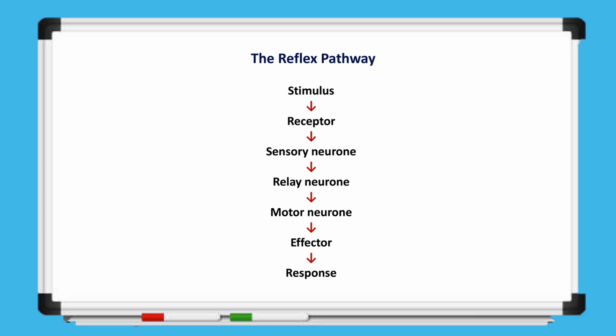Specialized receptors, like sensory cells in the skin, detect the stimulus and convert it into an electrical impulse. This impulse is then transmitted along a sensory neuron to the central nervous system, CNS. Within the CNS, a relay neuron located in the spinal cord acts as a connector, passing the impulse from the sensory neuron to a motor neuron. The motor neuron then carries the impulse from the CNS to an effector, which can be a muscle or gland. Finally, the effector produces the response, such as a muscle contracting to pull a hand away from a hot object. This entire process occurs automatically and rapidly, providing immediate protection and helping the body avoid injury.